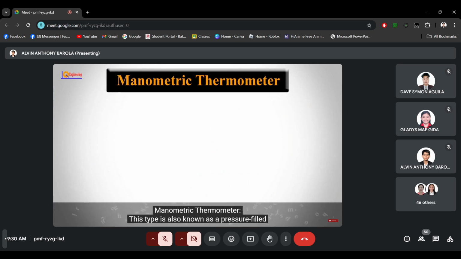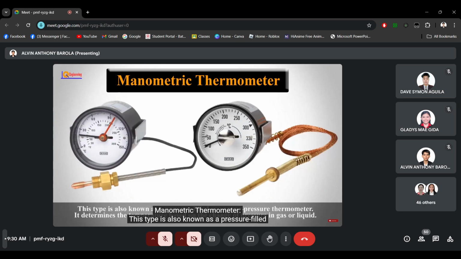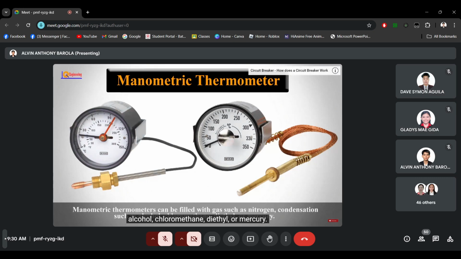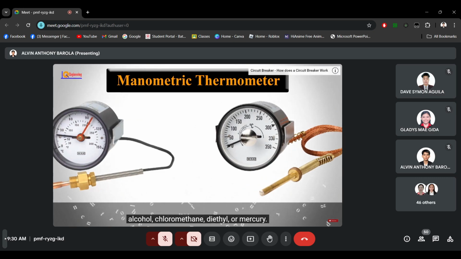Manometric thermometer. This type is also known as a pressure-filled or vapor pressure thermometer. It determines the temperature based on the change of pressure in gas or liquid. A manometric thermometer can be filled with gas such as nitrogen, a condensation liquid such as alcohol, chloromethane, diethyl ether, or mercury.